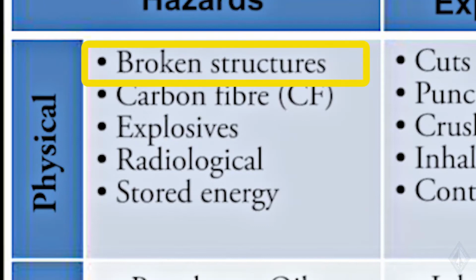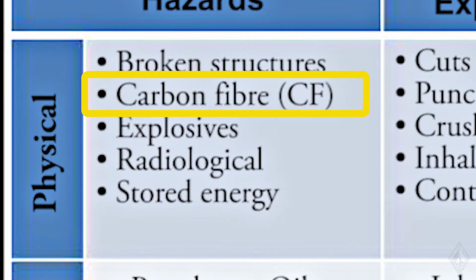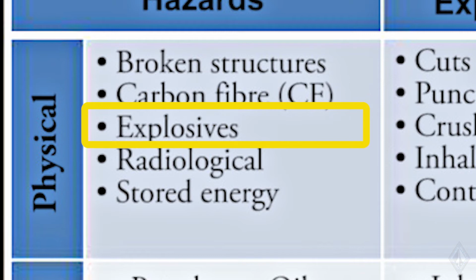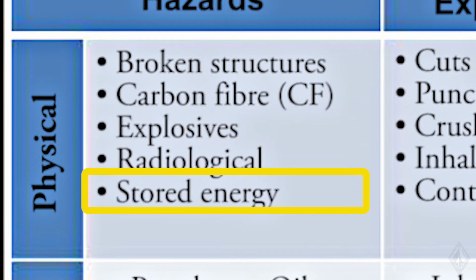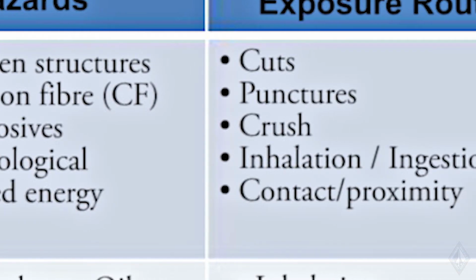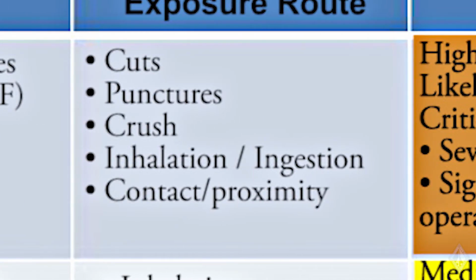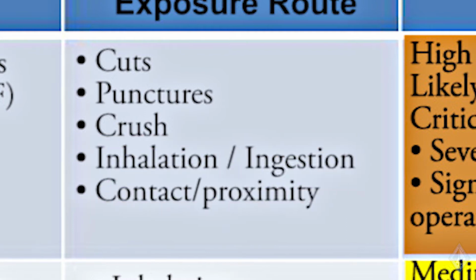Physical hazards include broken aircraft structures, carbon fiber and other composite materials, explosives, radiological materials, and stored energy structures such as tires and gas cylinders. Most physical hazards create exposure through physical contact, resulting in cuts, punctures, and crush injuries. Inhalation can be an exposure route for specific hazards, such as burned carbon fibers and radiological materials. Exposure to radiological materials can also occur through ingestion, physical contact, and even proximity.